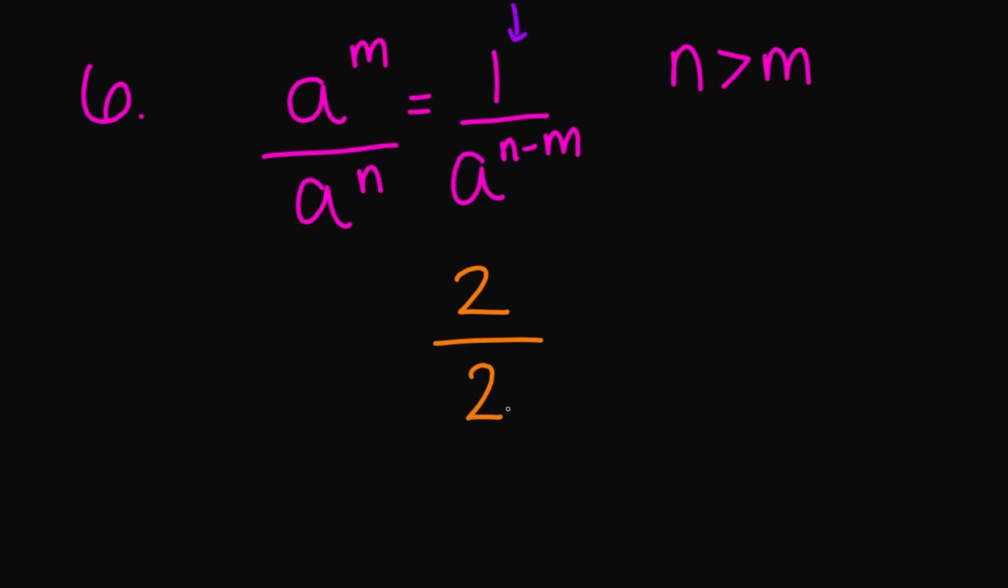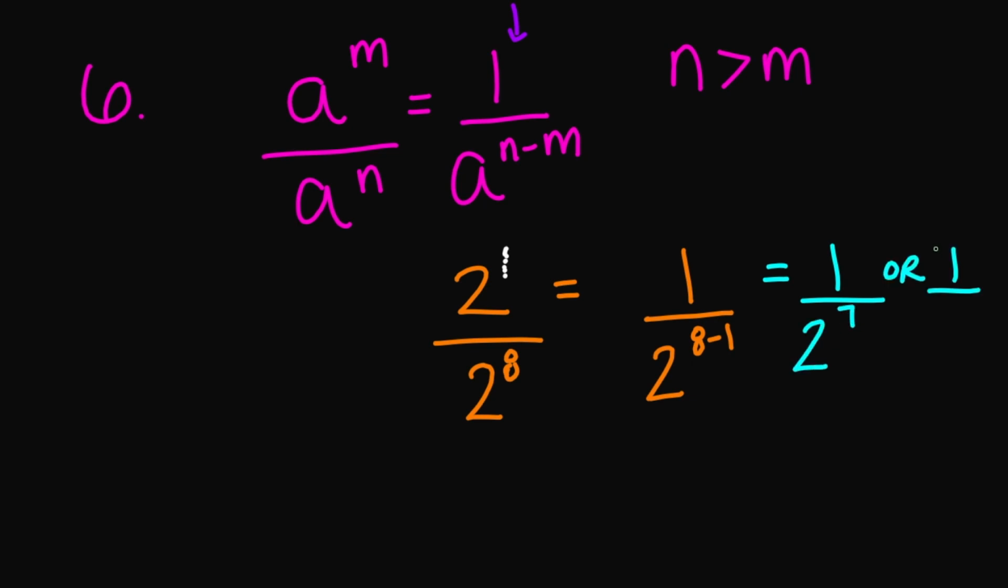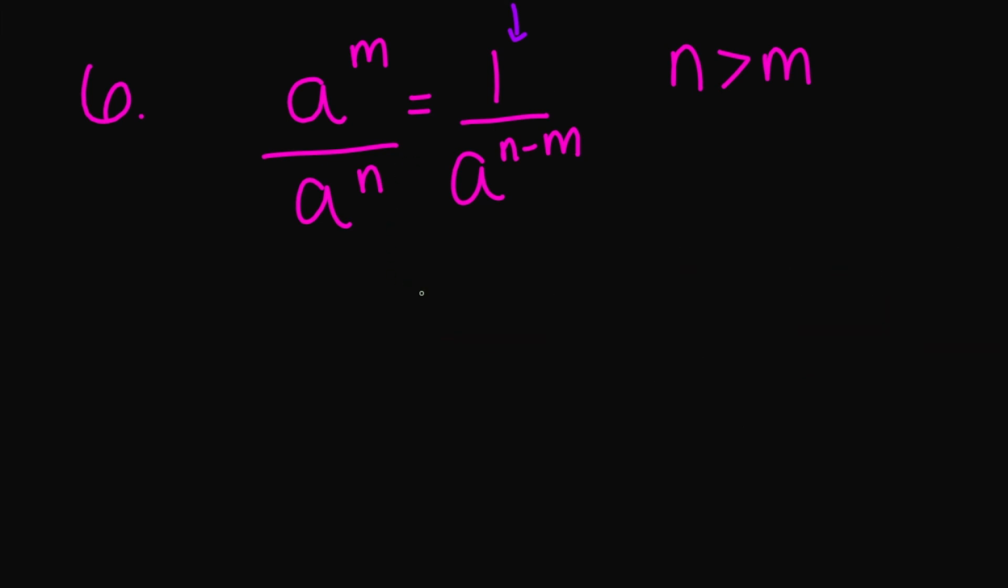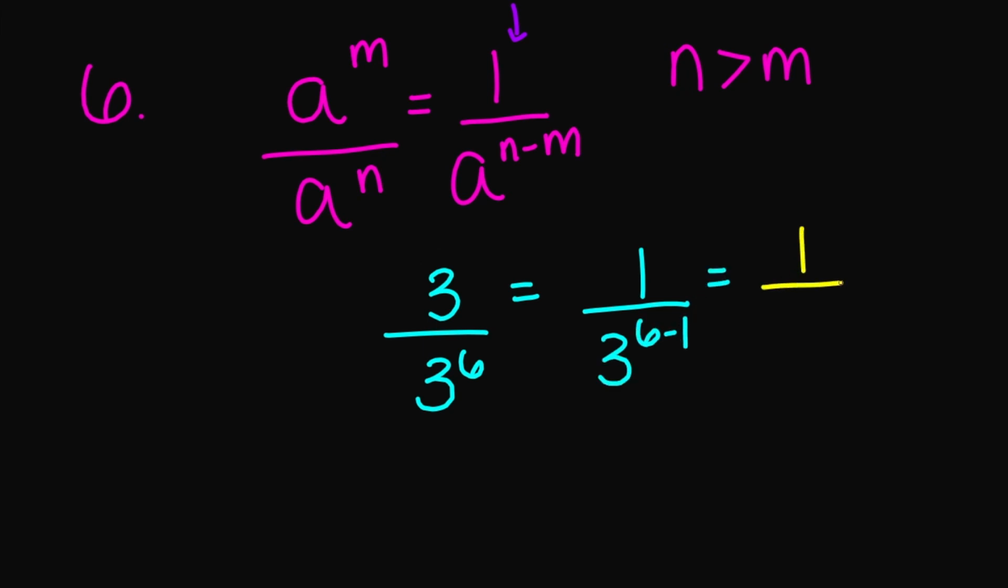2 divided by 2 to the 8th. So my base is 2, staying the same. So I'm going to rewrite 1 over 2 to the 8 minus 1. Remember, you have an imaginary 1 right here. And this is going to give you 1 over 2 to the 7th power, which simplifies to 1 over 128. Let's try one more. Let's try 3 divided by 3 to the 6th. This is going to be written as 1 over 3 to the 6 minus 1. Going to get 1 over 3 to the 5th power, or you're going to get 1 over 243.